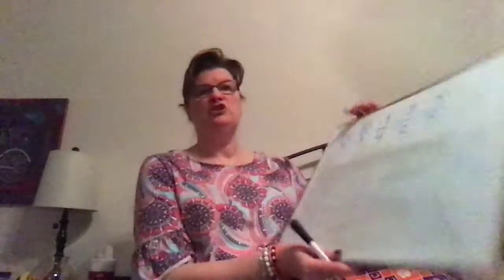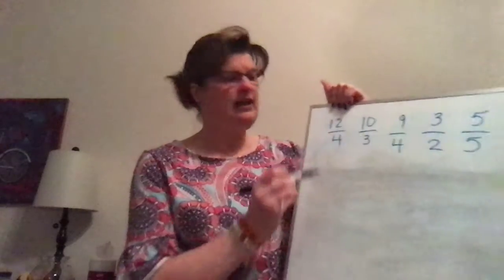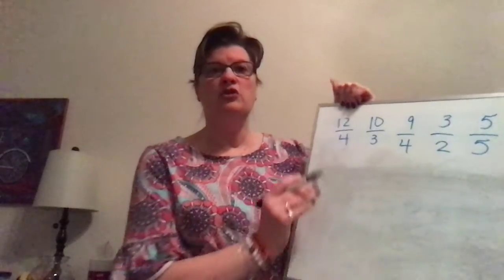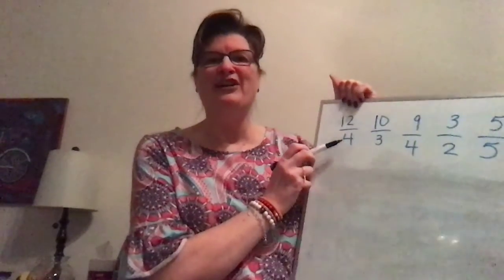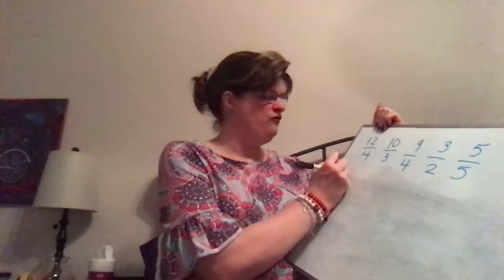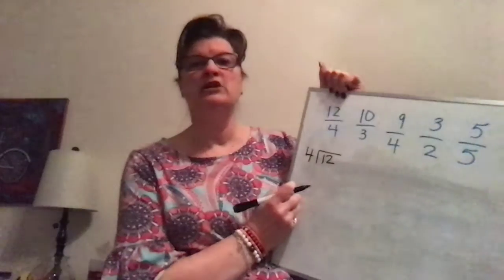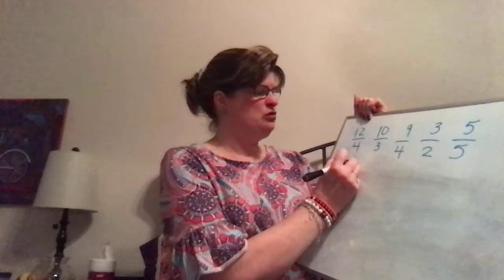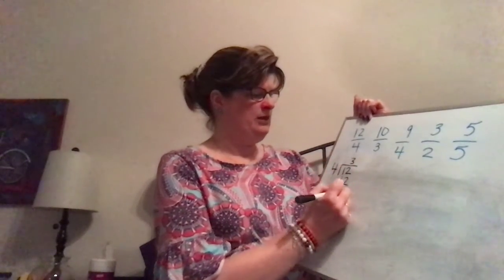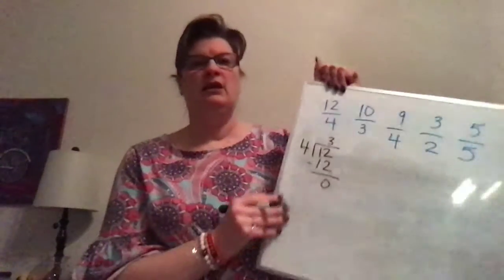And how do I change that? How do I figure out how to write the whole number or the mixed fraction? Well, what I'm going to do is divide the denominator into the numerator. So I'm going to do 4 into 12. I'm going to divide 4 into 12. We know it goes 3 times. It divides evenly 3 times.